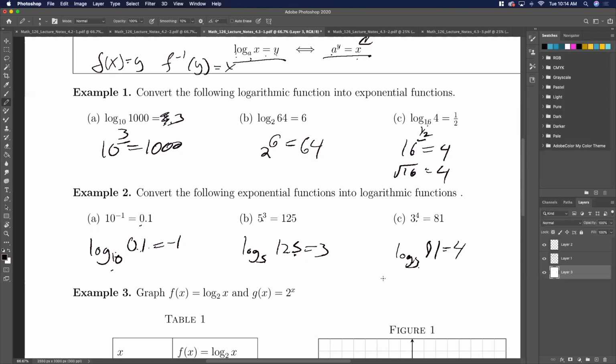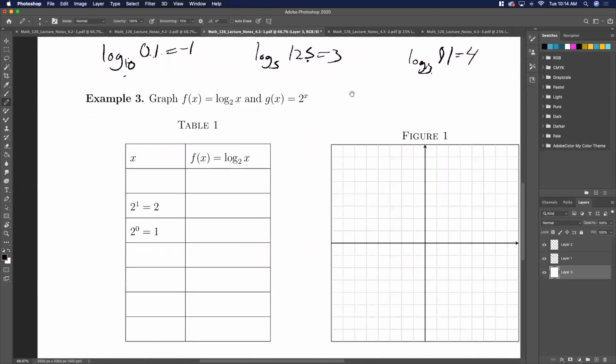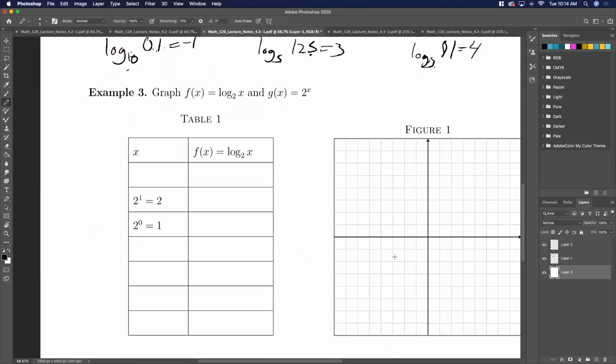All right, so let's graph it. Let's go ahead and graph this. Here we're going to graph both log base 2 and its inverse function. So we'll go through this. I'm going to make my x's easier to graph, that way I know what I'm doing. So here I'm going to have x equal to 1.